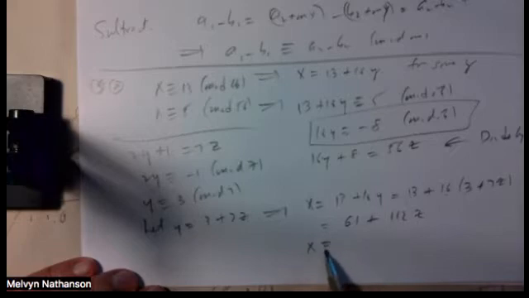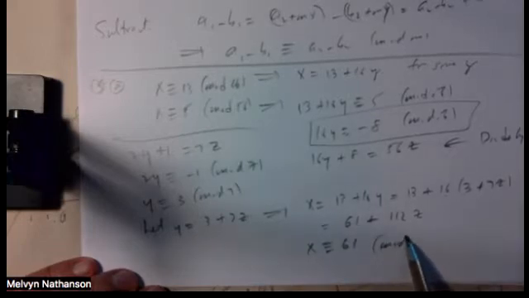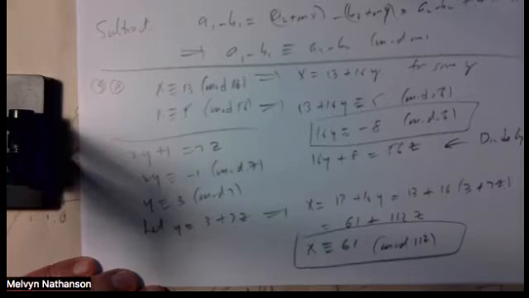is 13 plus 16 times (3 plus 7Z). So this is 13 plus 48, that's 61, plus 16 times 7, which is 112. So the answer is any X congruent to 61 modulo 112.